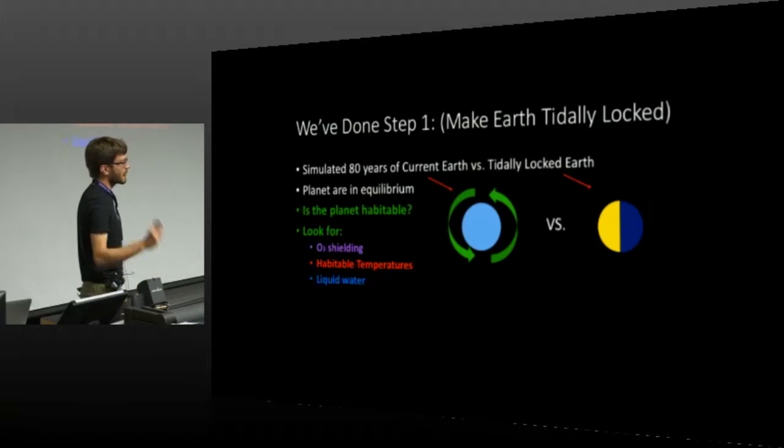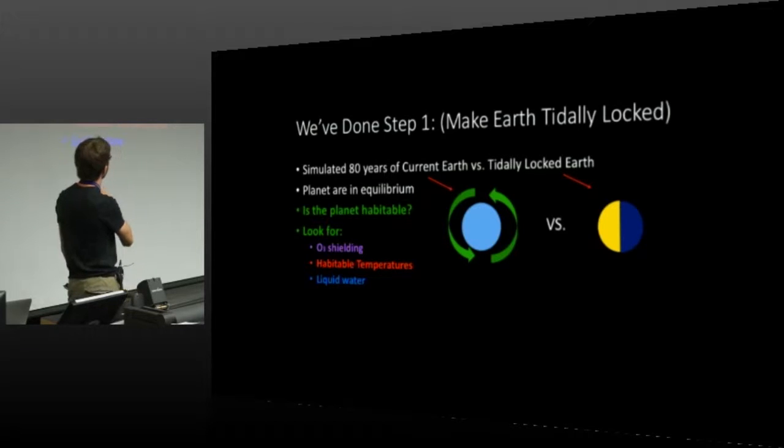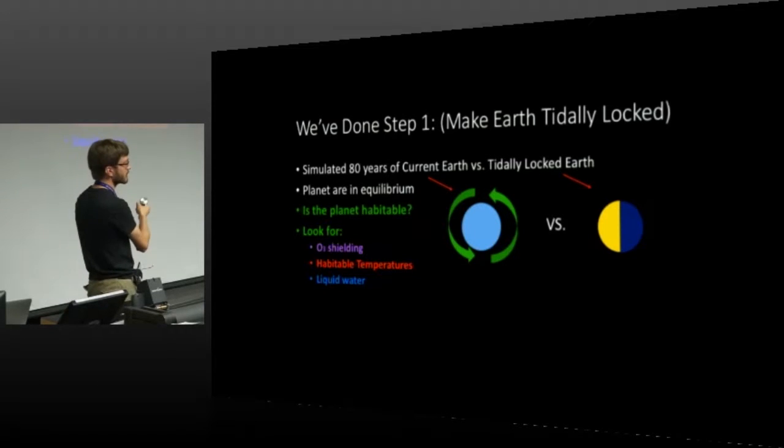All right, so due to the complicated nature of this project, we've only been able to do step one, and I assure you we are very close to doing step two, but not today. With step one, we've simulated 80 years of a current Earth, so Earth as it is, and we've also simulated 80 years' worth of a tidally locked Earth. And these planets, very fortunately, are in radiative transfer equilibrium, and we're comparing them to make sure that current Earth is habitable. By God, we hope that's true. And that tidally locked Earth will remain habitable.